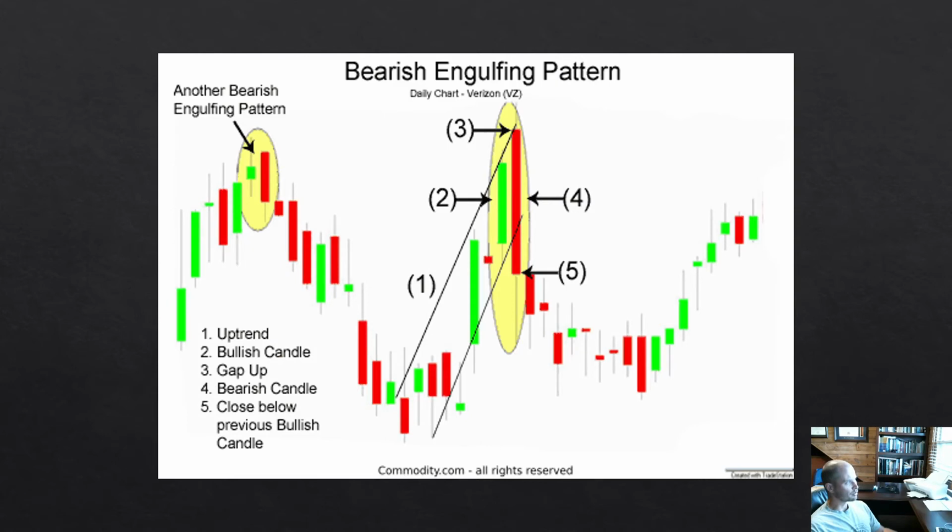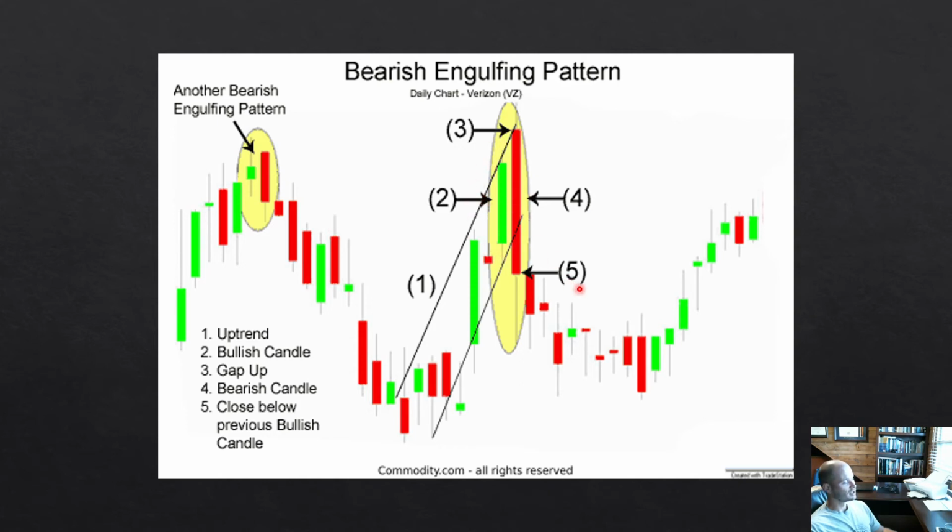So here we have an example of the bearish engulfing pattern. What do we have? We have our uptrend. See our uptrend channel? And then we have our bullish candle. We have our gap up. And then boom, we have a huge bearish candle, where this bearish body completely engulfs the bullish body.